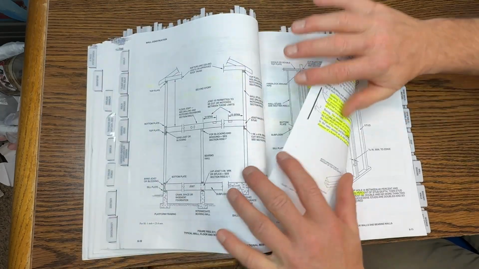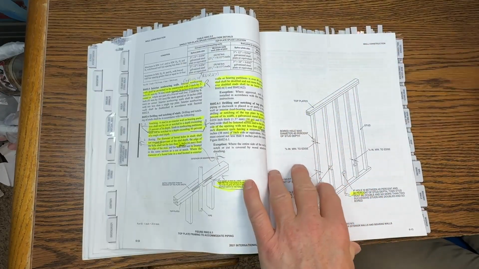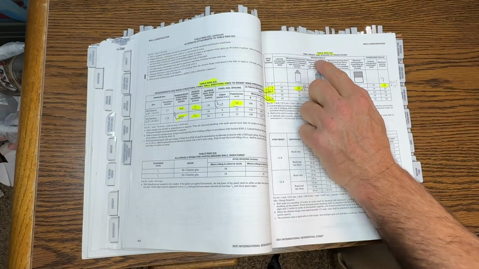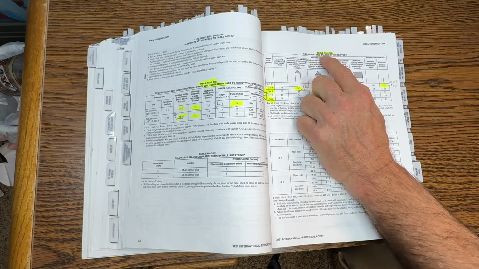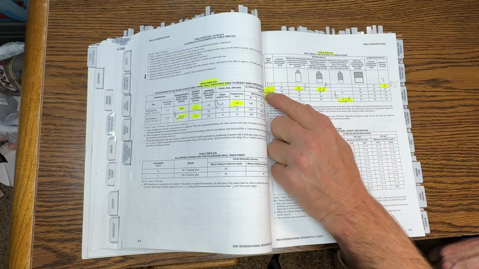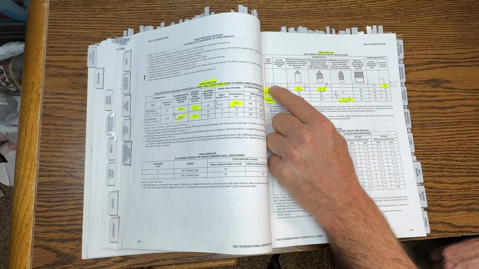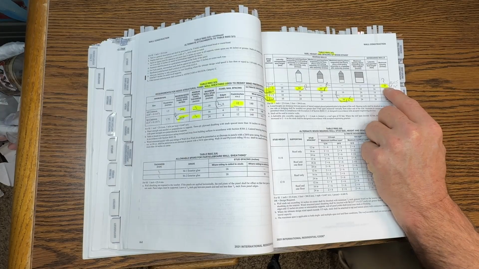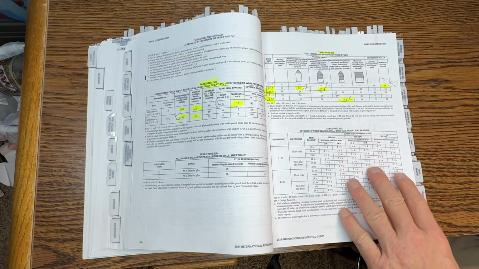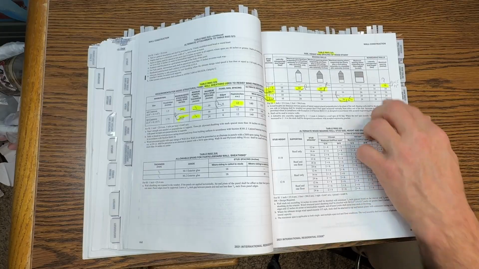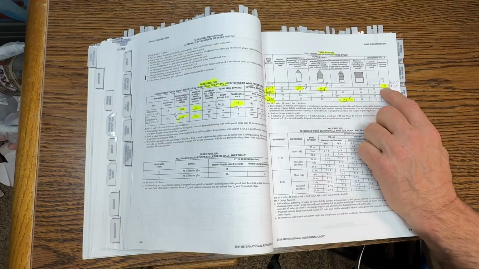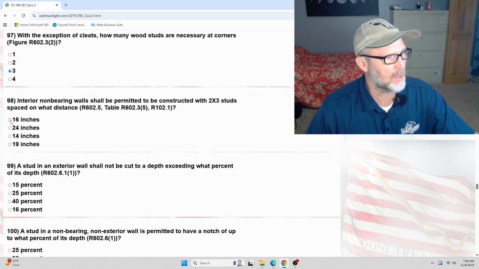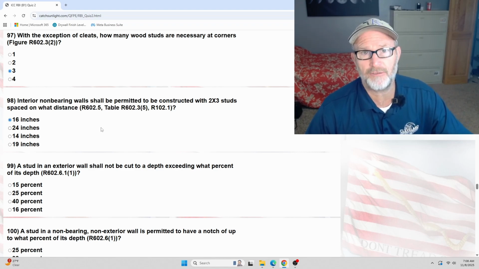Because if you go and look at table R602.3(5), you have a conflict here. If you take a look at 2x3 studs, non-bearing walls over here, it's always 16 inches. So you have a dichotomy between 602.5 and this table. So the question is, what do you do? I don't know. I certainly would go to the more conservative 16 if I was building.